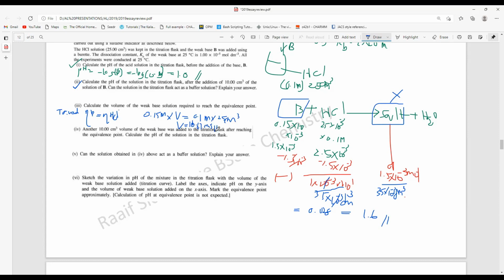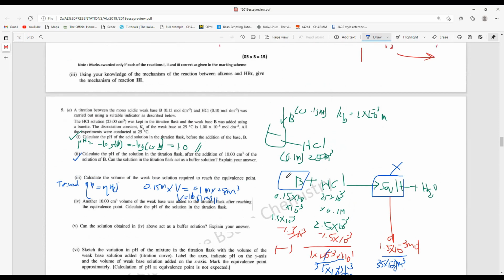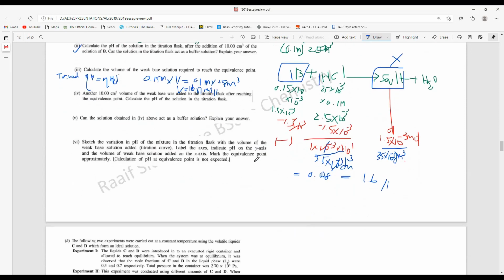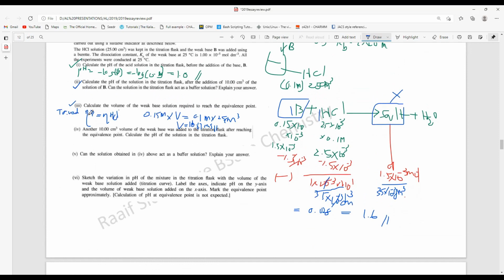Okay, so this is the way, because the stoichiometry is 1:1. So the same amount of mole should react. Okay. Next one: another 100 cubic centimeter of volume of weak base was added to the titration flask after reaching the equivalence point. Calculate the pH of the solution in the titration flask.